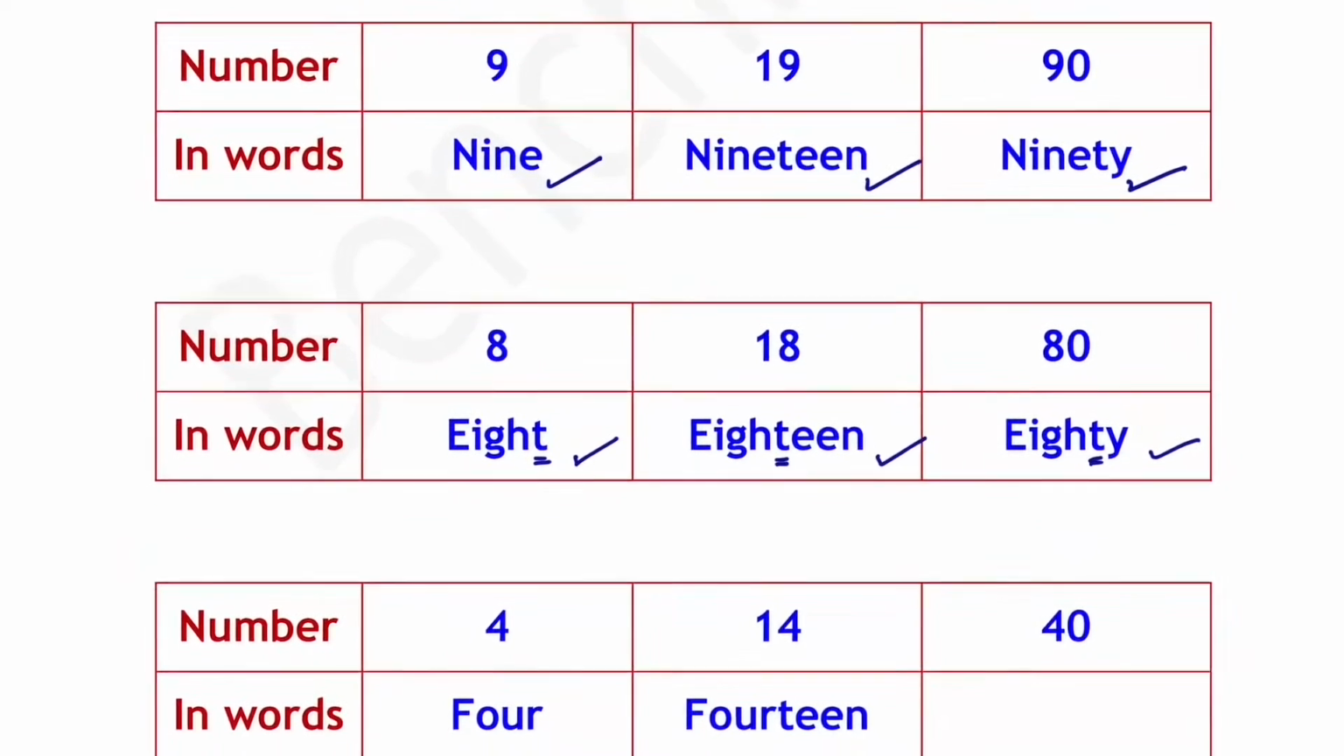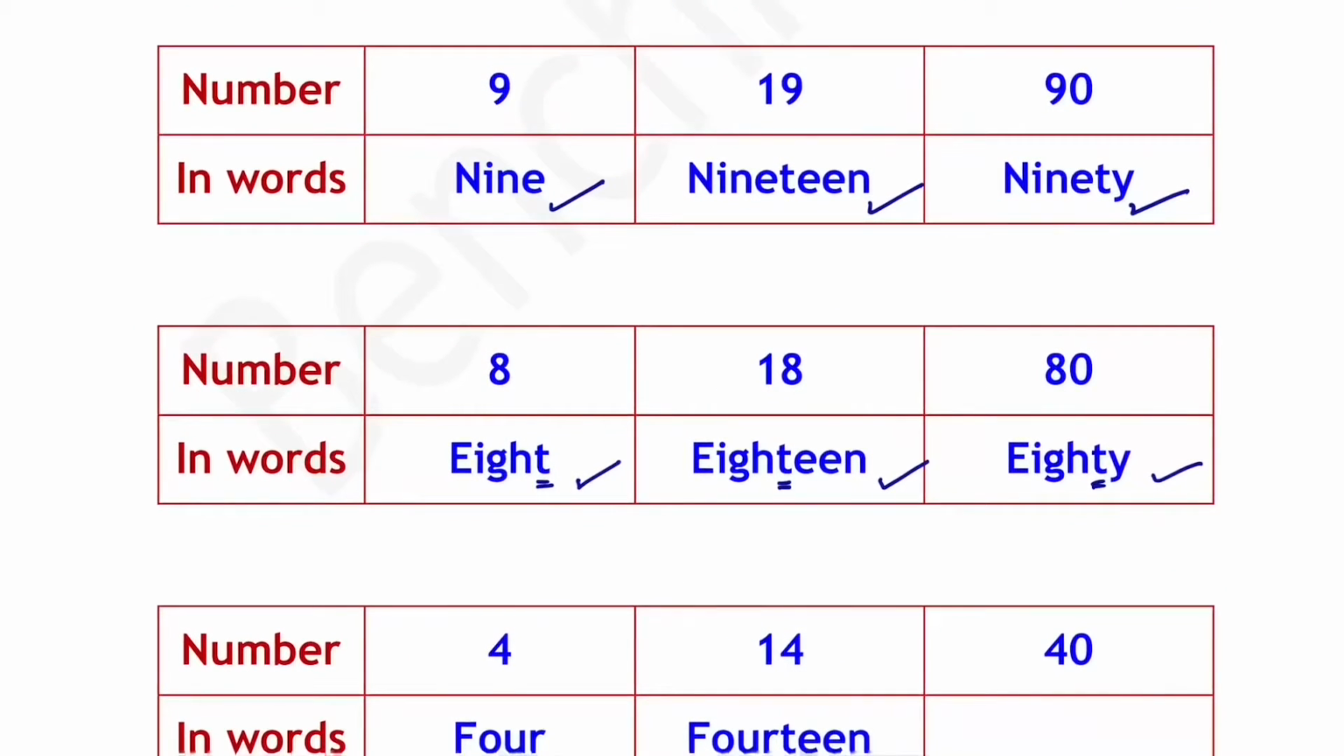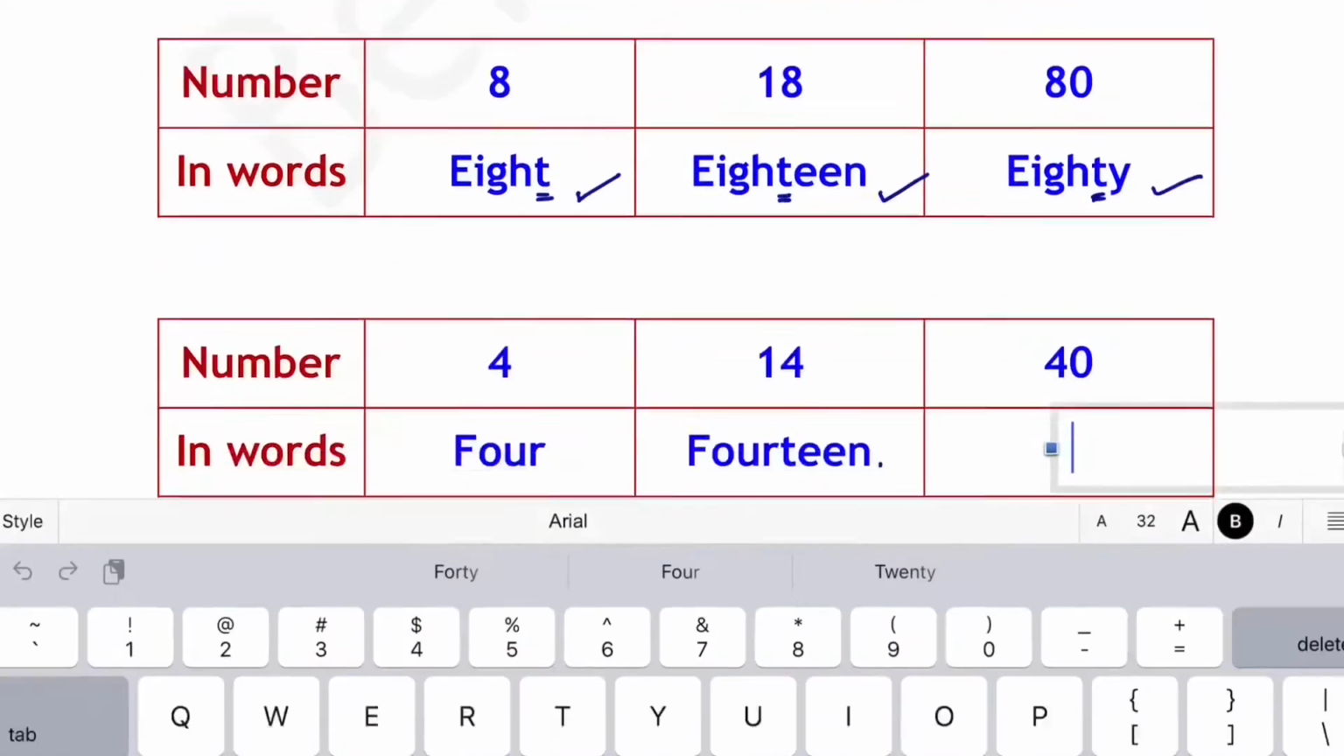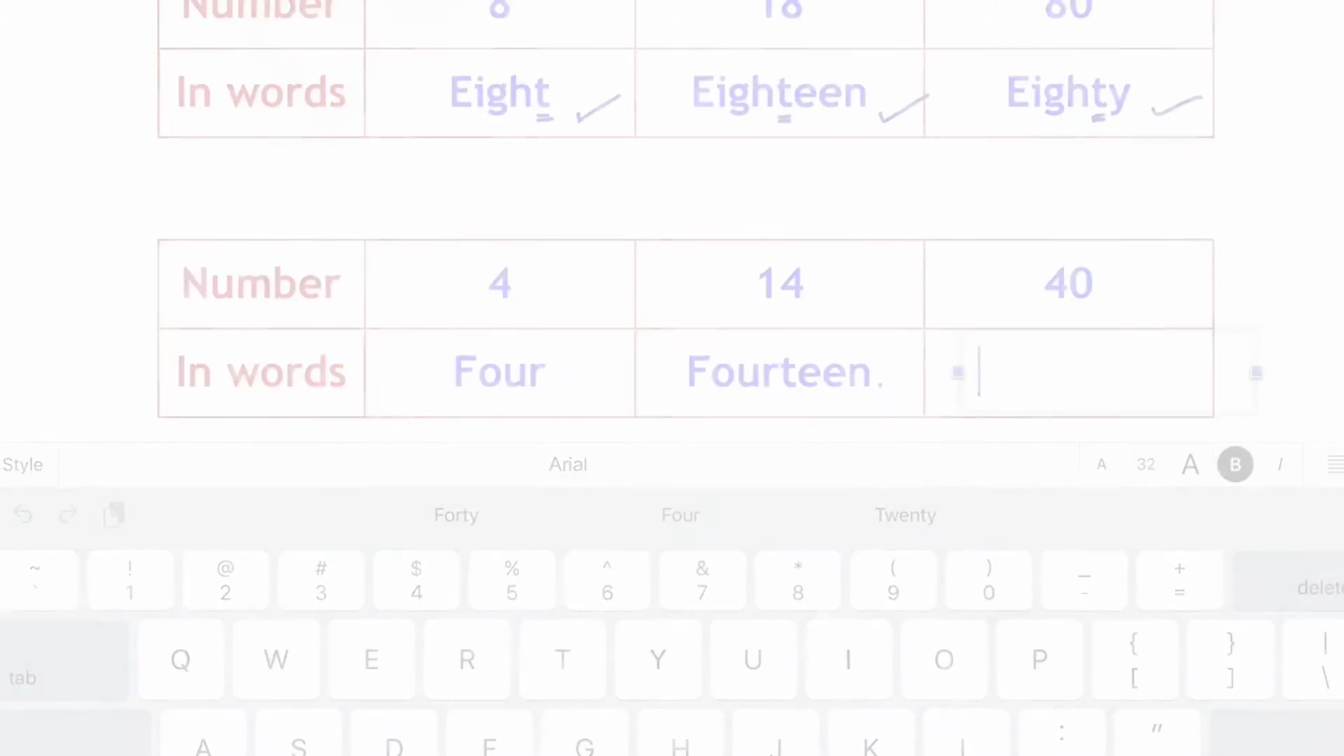Look at the next one. 4 becomes 14 and then it should become 40. I have not given the word 40. There should be a reason for that. The reason is that when TY is added to FOUR, it is not FOURTY, it is FORTY. Get it completed?